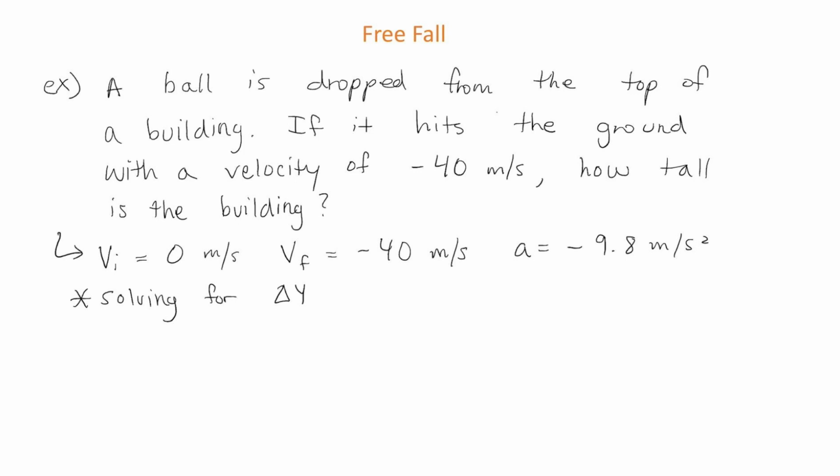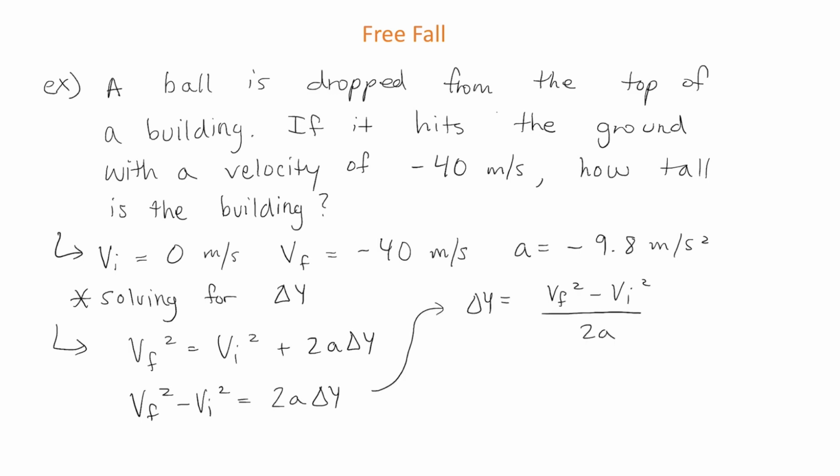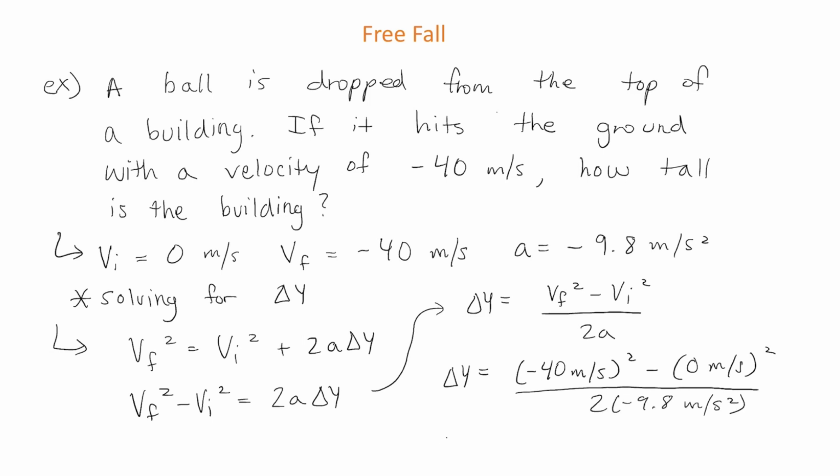the building is. It's important to note that we're missing the delta t variable, which means the best kinematic equation to use would be the Vf squared is equal to Vi squared plus 2a delta y equation. With that, all we have to do is rearrange our equation for delta y and then plug in our values. Once we solve for delta y, we can see that the building is 81.6 meters tall.